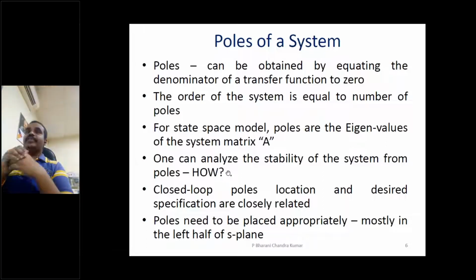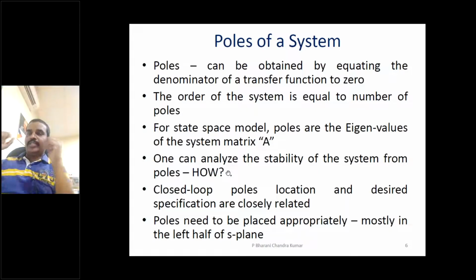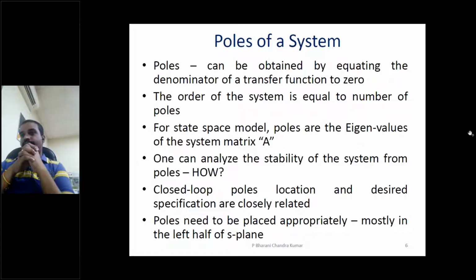Steady state error: if your system reaches the steady state after all the transients have died out, and reaches exactly the reference input, then we say the steady state error is 0. That means if you give the reference input as 1, and after a long time, as t tends to infinity, the output goes to 1, then you can say that the steady state error is 0. Otherwise, you can say that the steady state error is non-zero.